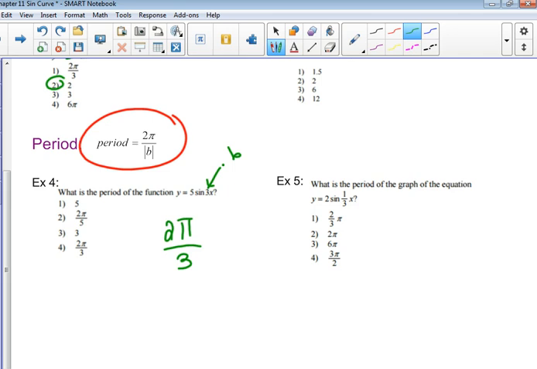Yeah. Great. So your frequency is just whatever this is. If you can reduce, reduce. If you can't, that's it. 2 pi over 3. That's what the frequency is when it's b. Why don't you guys try this one?